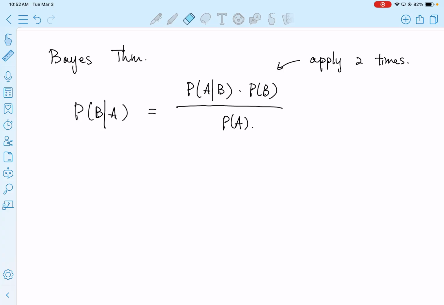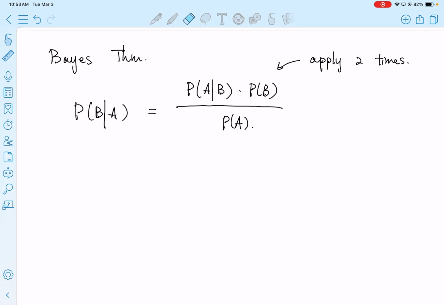Or maybe I misunderstand your question. No, it's just that you can always change the order. So this formula gives you the power to change the order. Like what is the probability of the past given the future? Or the other way around.